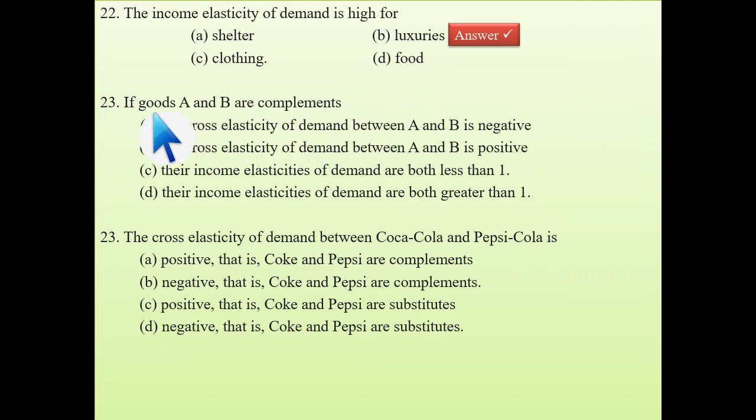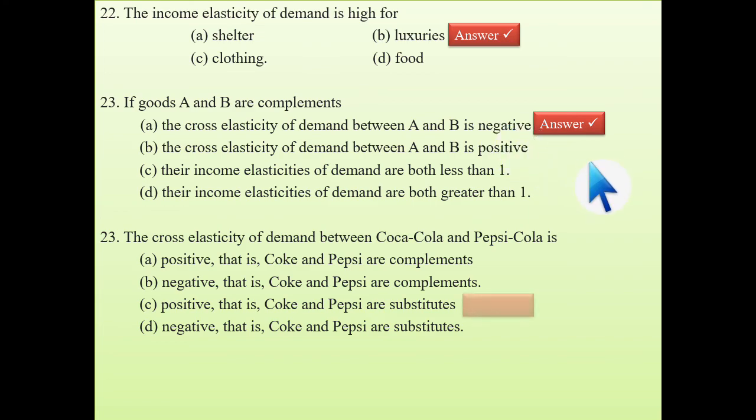Next is, if good A and B are complements, the cross elasticity of demand will be 3. Complement means bread and butter. If price of bread will increase, quantity demand of bread will decrease. If quantity demand of bread will decrease, quantity demand of butter will also decrease. So if price of bread will increase, quantity demand of butter will decrease. That means negative relation. Yes or no? So the answer here is negative in case of complement. Always remember, cross elasticity of demand between the complement is negative and between two substitutes it will be positive.